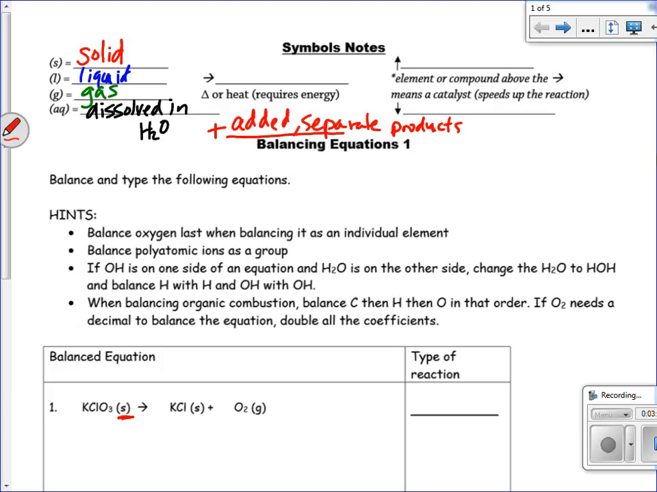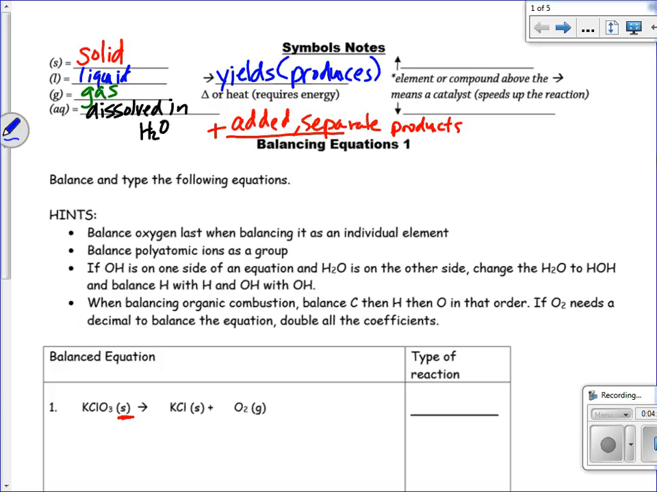Now, does anybody know the technical term for the arrow? What does that mean? Besides producing products, it actually has a term that we use to call the arrow. It means yields, okay? So the reactions are going to yield the products, okay, which also we would say means produces. So yields or produces, the arrow's technical term is yields.